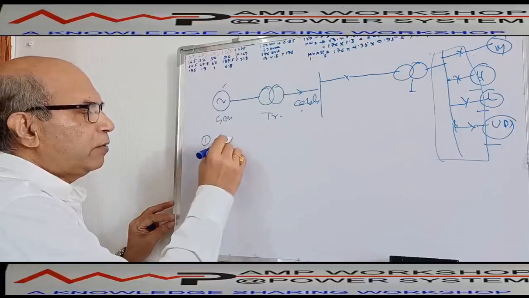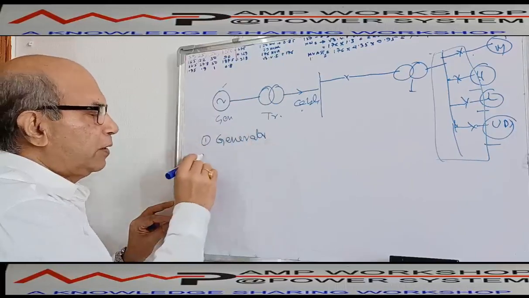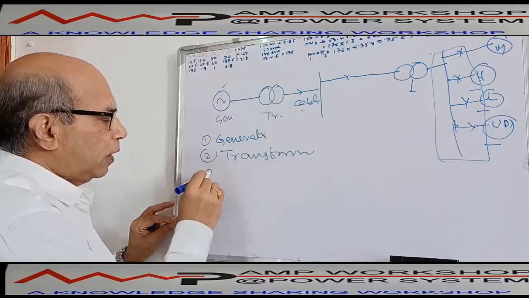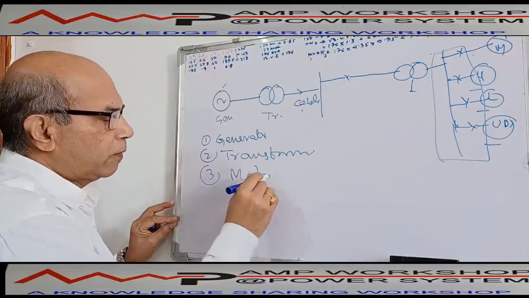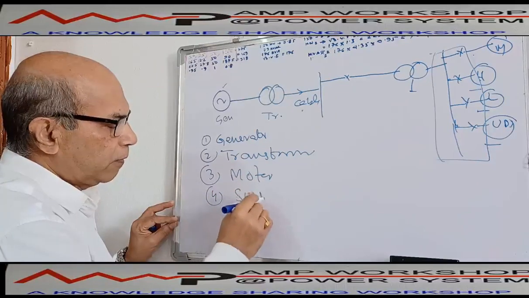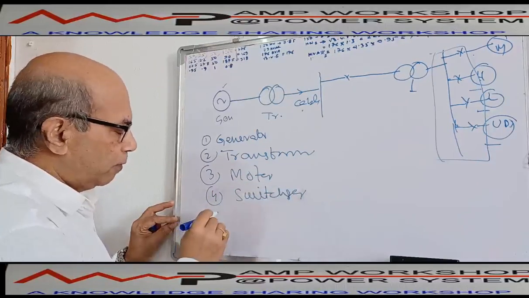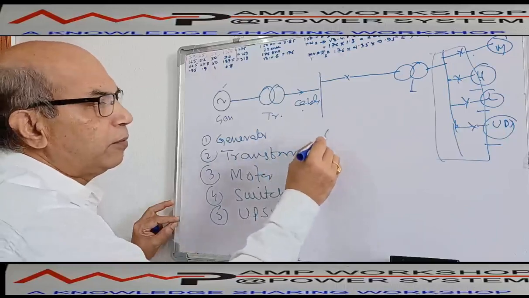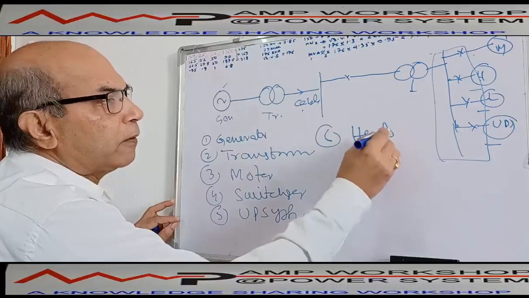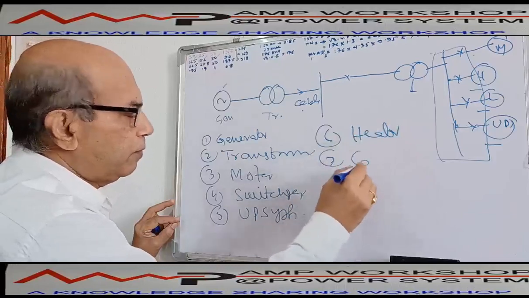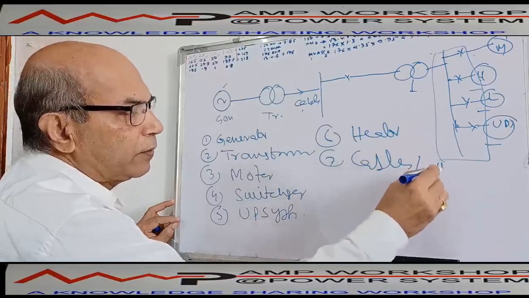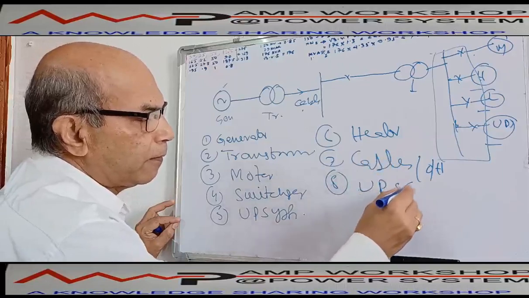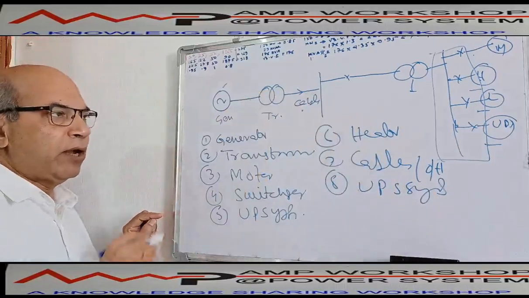From the generating station, the first equipment is the generator. The second equipment is the transformer. The third equipment is the motor. The fourth is switchgear. The fifth is the UPS system. The sixth is heaters. The seventh is the cable system, cable or overhead lines. These are the various types of equipment we have in the power system.